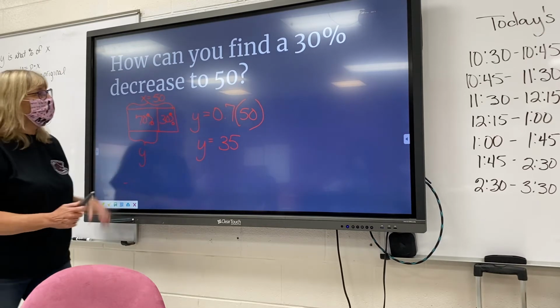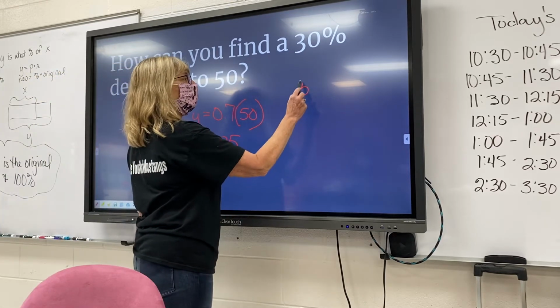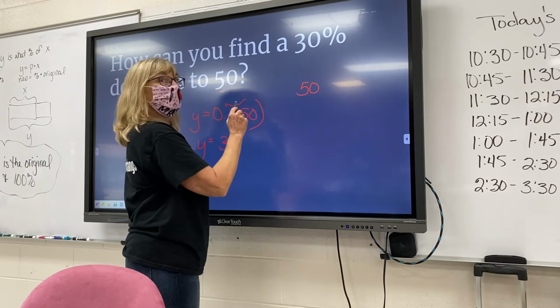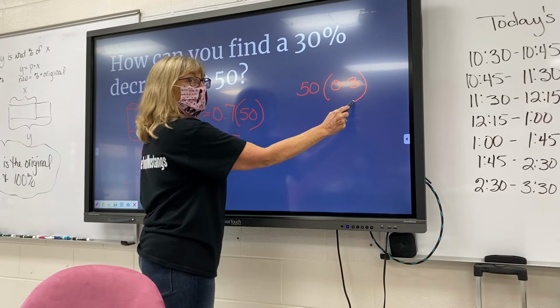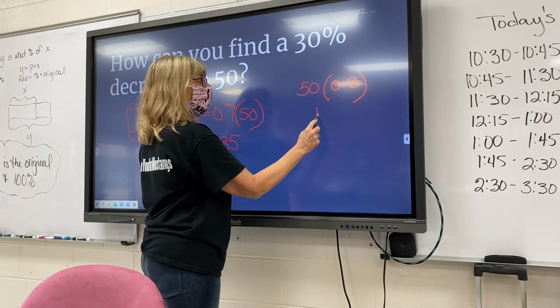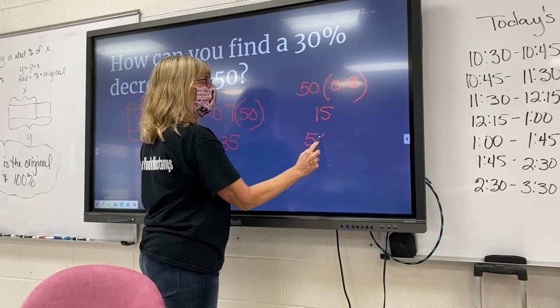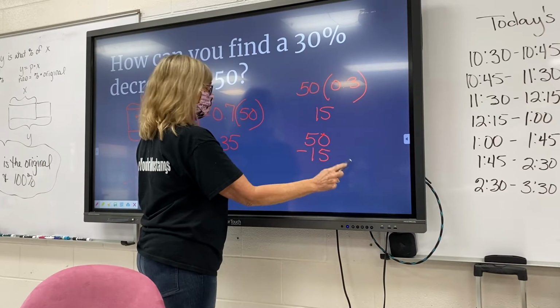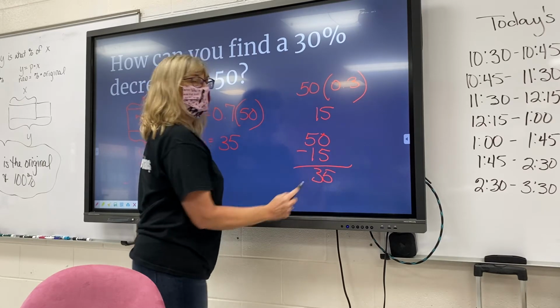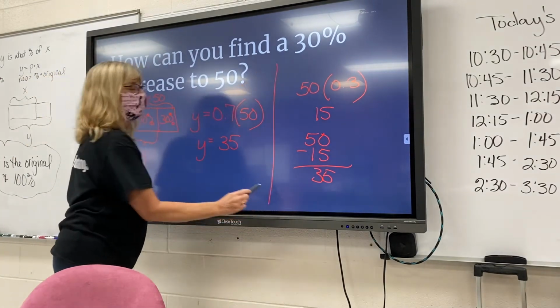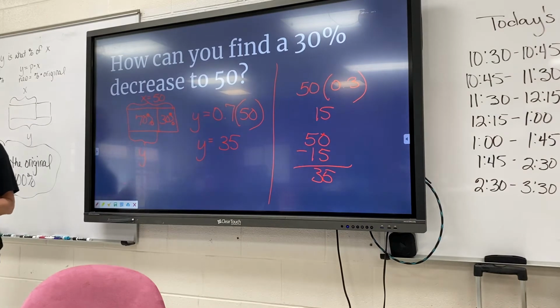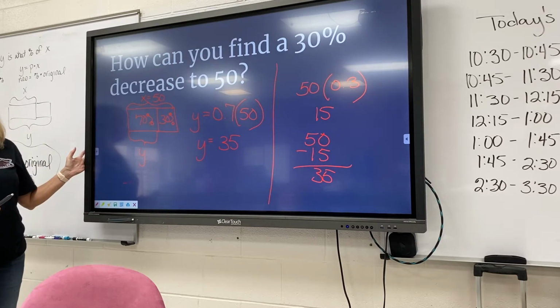I can also just take 50. I want 30% of 50, so I can multiply it by 0.3, and that's going to give me 15, and then I'm going to subtract it because it's a decrease. That's another way of doing it. Either way works. It's how you think of it. Okay? Questions?